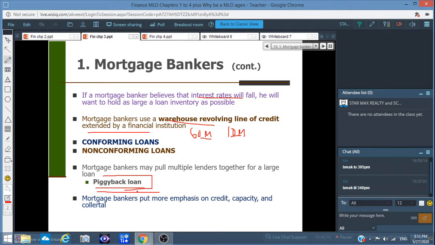So they look at what's important to them: credit, capacity, and collateral. So what do they mean? Credit. Your credit report, right? Your credit.